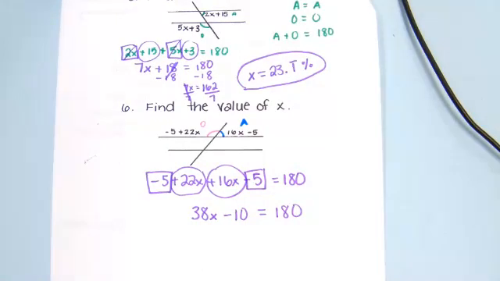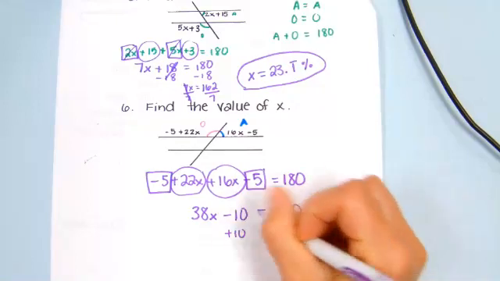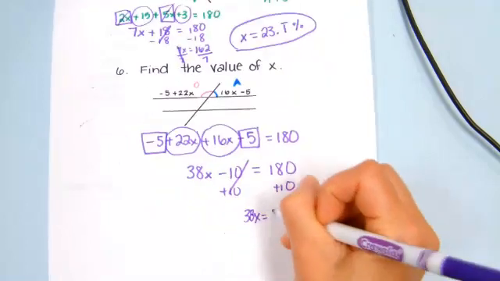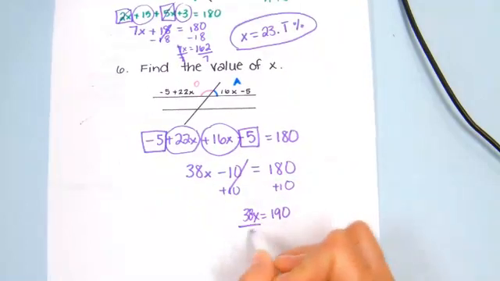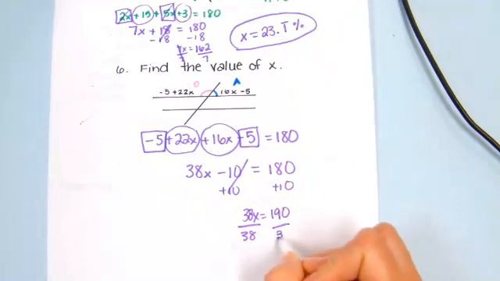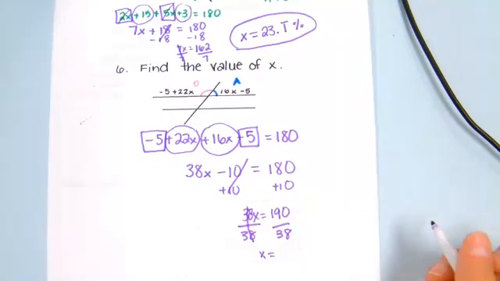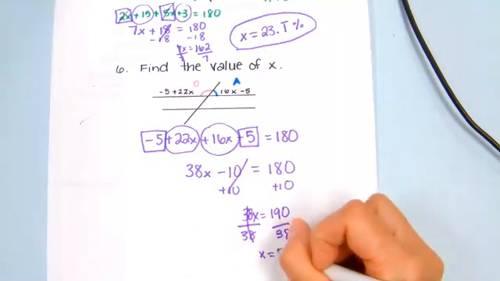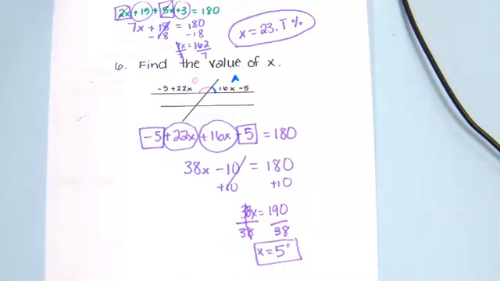What cancels, 38 or 10? 10. Let's add 10. 38x equals, whoops, I forgot my 8, 190. Last step, everybody. Divide it. 190 divided by 38 gives us what? 35? 5. I was going to say 35 seems a lot. And that's our answer. And that's the new lesson.